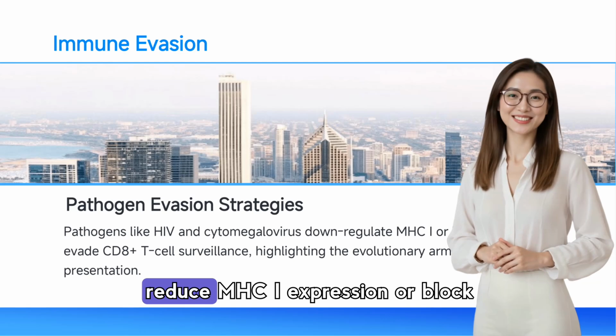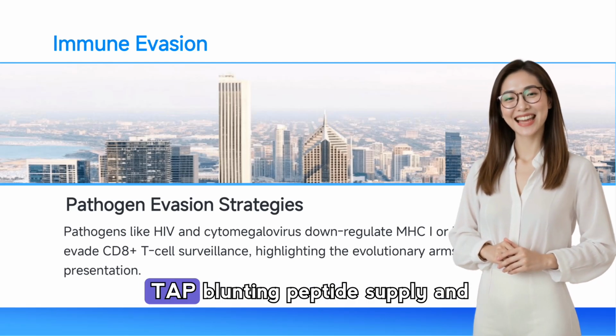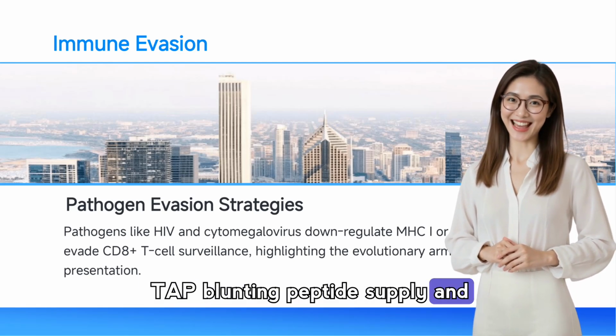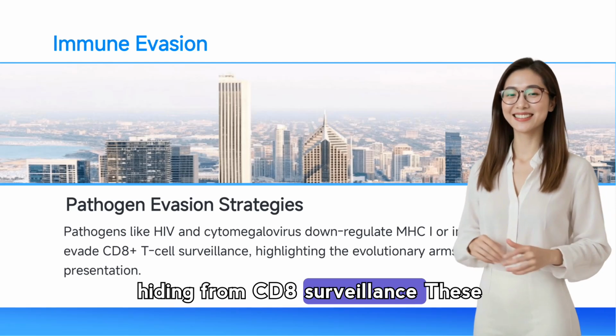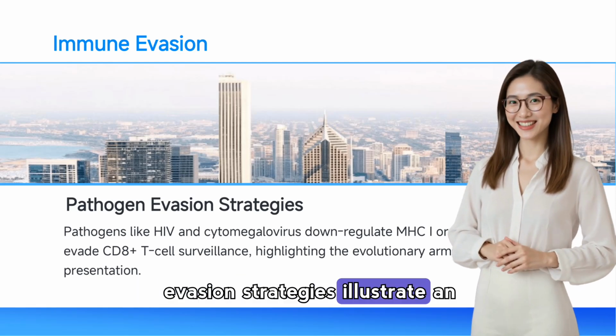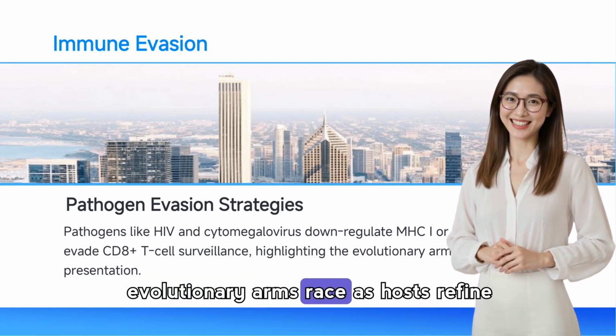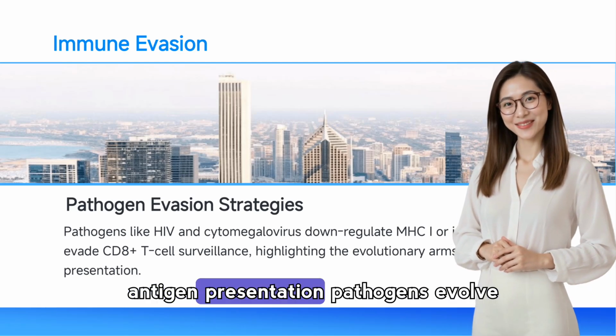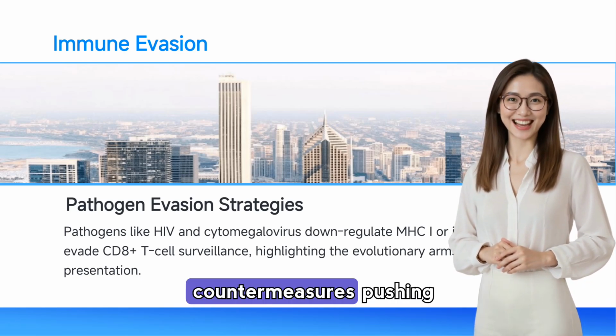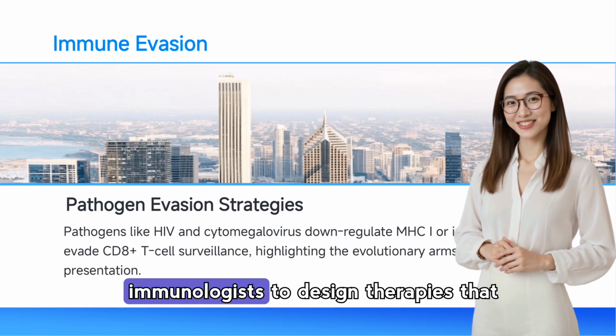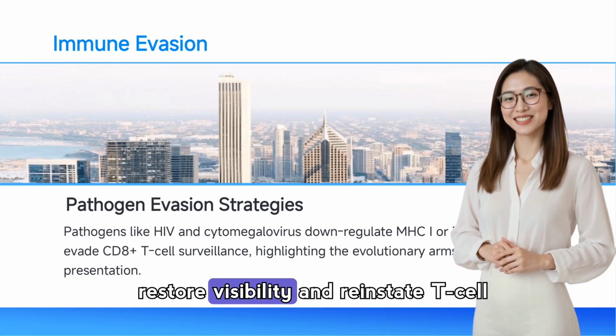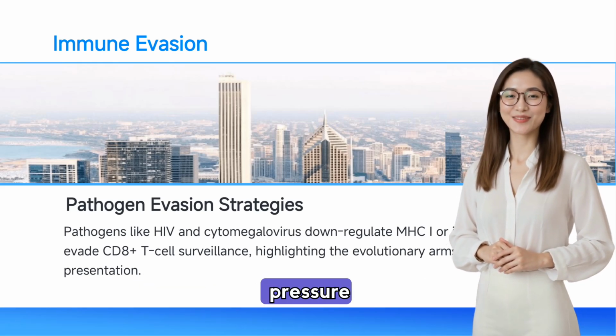Pathogens fight back. Some viruses reduce MHC-I expression or block TAP, blunting peptide supply and hiding from CD8 surveillance. These evasion strategies illustrate an evolutionary arms race. As hosts refine antigen presentation, pathogens evolve countermeasures, pushing immunologists to design therapies that restore visibility and reinstate T-cell pressure.